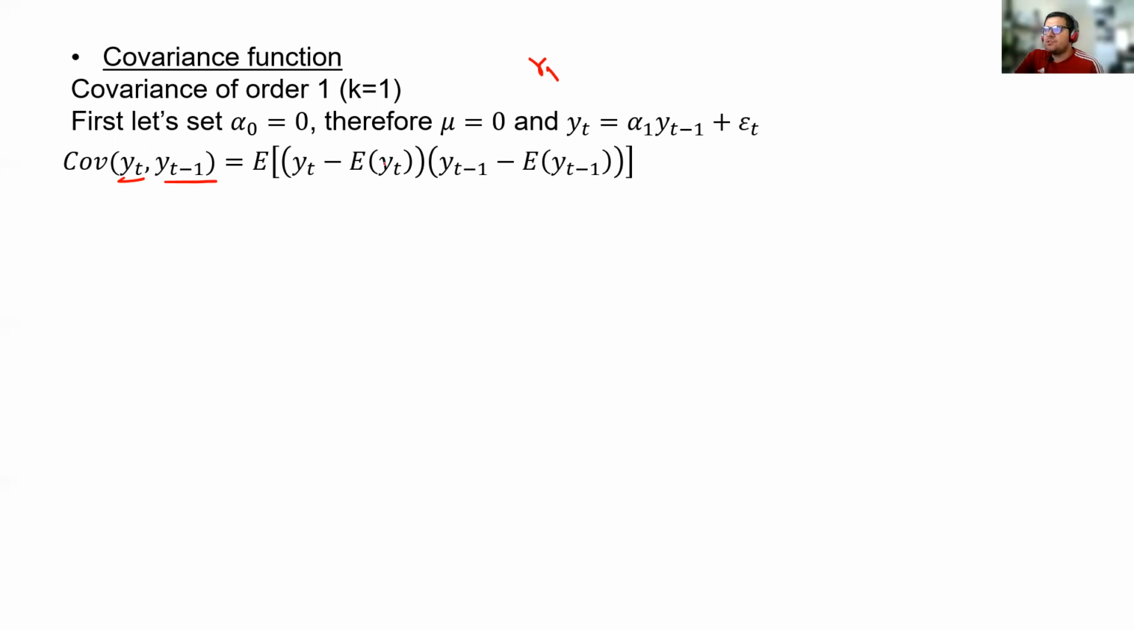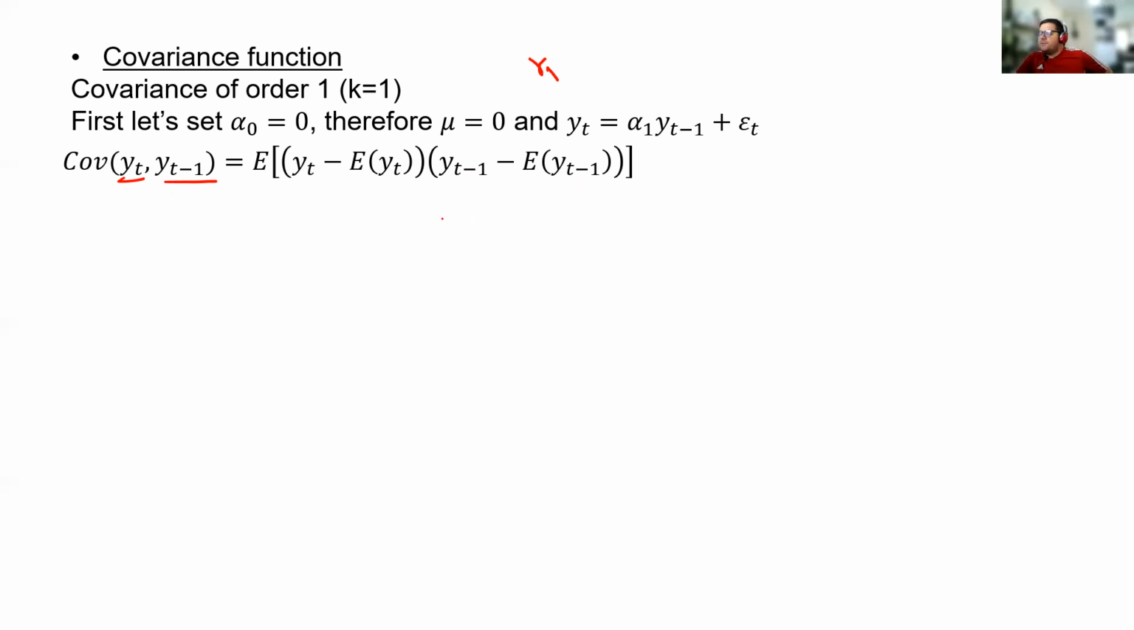Okay, so the way that the covariance is calculated is that the covariance between two random variables is the expected value of the first variable minus the expected value of that variable, times the second variable minus the expected value of that second variable, right?